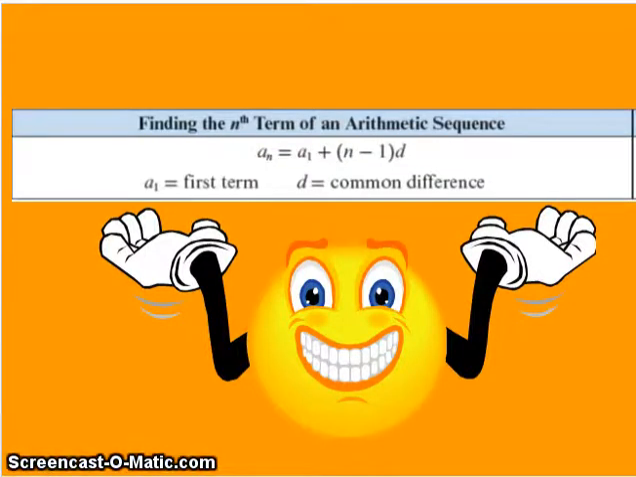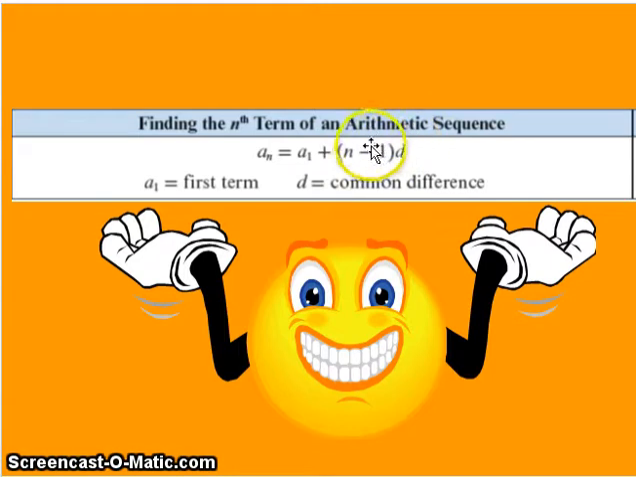Now this equation gives us a way to find the nth term of an arithmetic sequence. This is good for when we want to find the 100th term, but we don't already know the 99th, or we want to find the 75th term, but we don't already know the 74th. So it says, to find a sub n, or some term, you take the first term and add the term number minus 1 times the common difference.